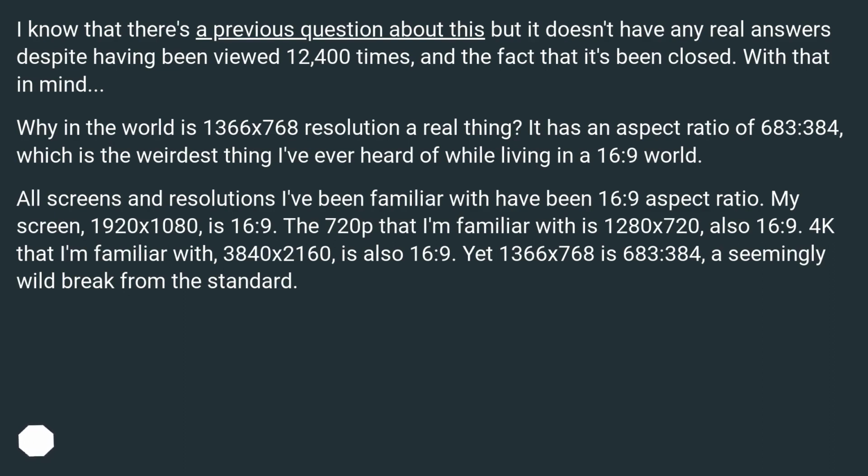4K that I'm familiar with, 3840 by 2160, is also 16:9. Yet 1366 by 768 is 683 to 384, a seemingly wild break from the standard.